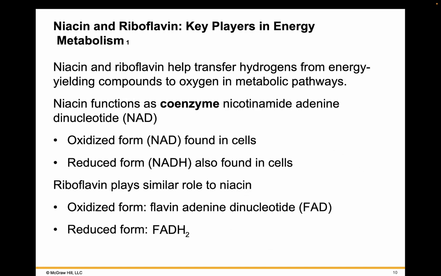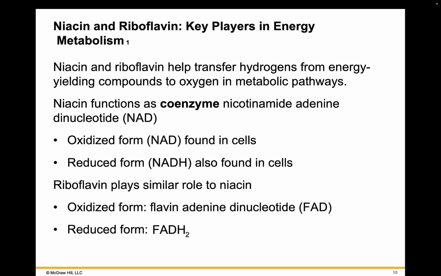Now, the other thing that we want to address are two B-complex vitamins that are major players in energetics. Niacin and riboflavin help transfer hydrogens from energy-yielding compounds to oxygen in metabolic pathways. Niacin functions as the coenzyme nicotinamide adenine dinucleotide, known as NAD. The oxidized form, NAD, is found in cells. The reduced form, NADH, is also found in cells.